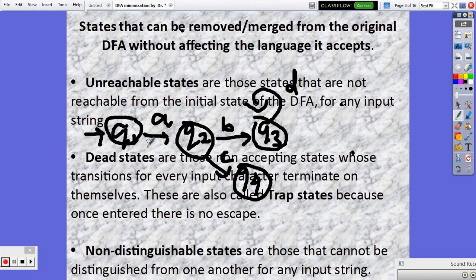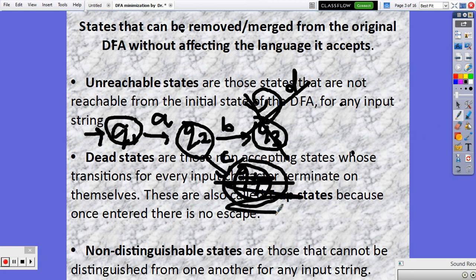Let's say Q4 is the final state. Now we see here we have Q1, Q2, Q3 and Q4, where if you see Q3, on reaching Q3 you are not able to move anywhere, but you are actually trapped at this stage, and this is also a non-final state. So this type of state is called a dead state, and these states have no role in defining the language of the DFA. So we try to identify and remove such states from our DFA.